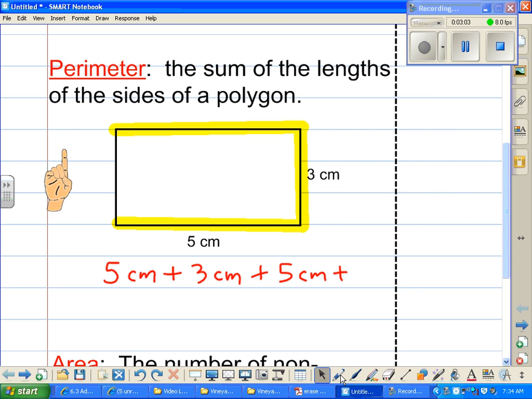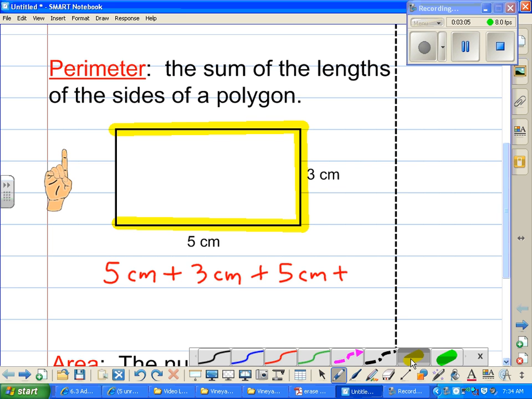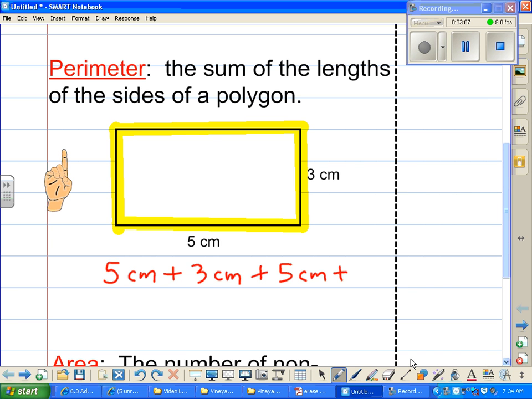And lastly, I would be adding the length of this here, the height, which once again is the same as this height here. That's 3 centimeters. This is going to be 3 centimeters as well. So that's exactly what I do. I total this up. I see the 5 plus the 5 is 10, 13, 14, 15, 16. So the perimeter is a total of 16 centimeters.